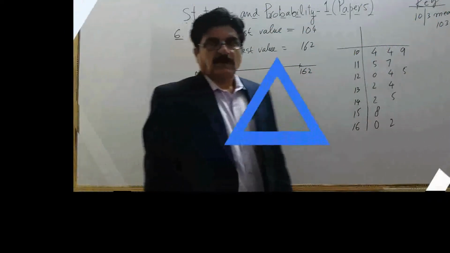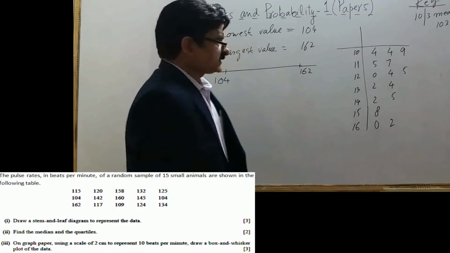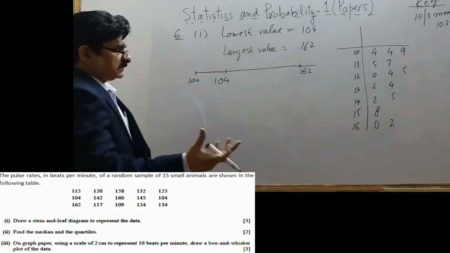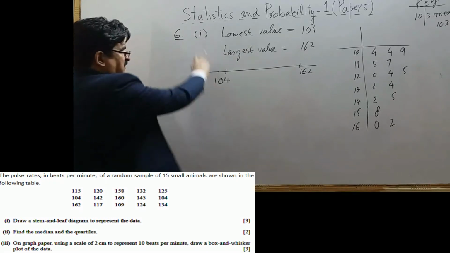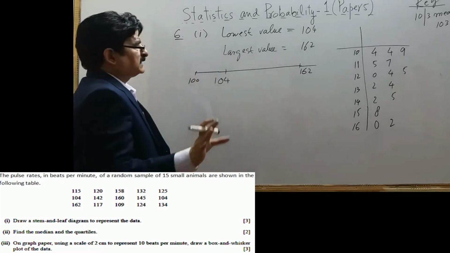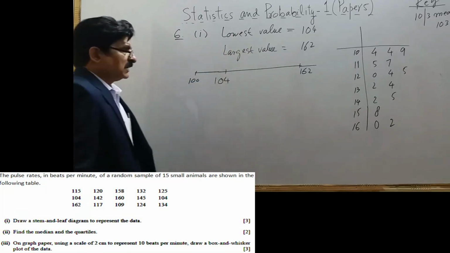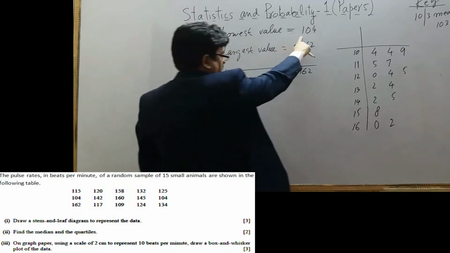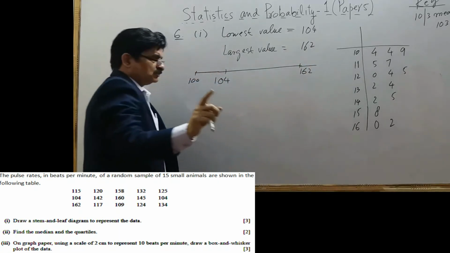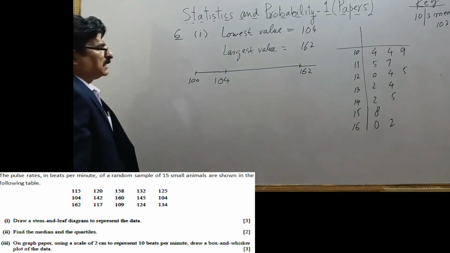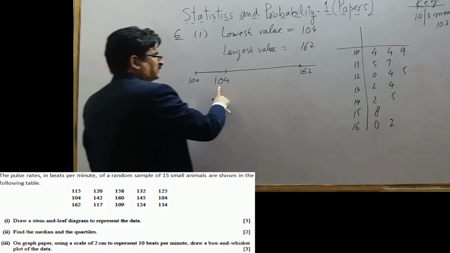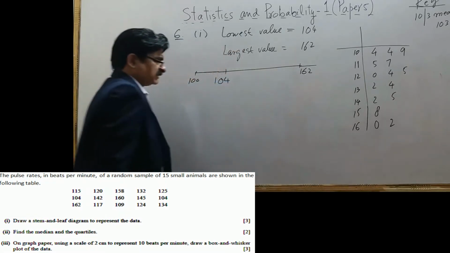Okay, we have example 6. Read the question. In the first part, you go through the data and find the lowest or minimum value and largest or maximum value. These values are 104 and 162. You check yourself. So we start from 104 and we have to end at 162.